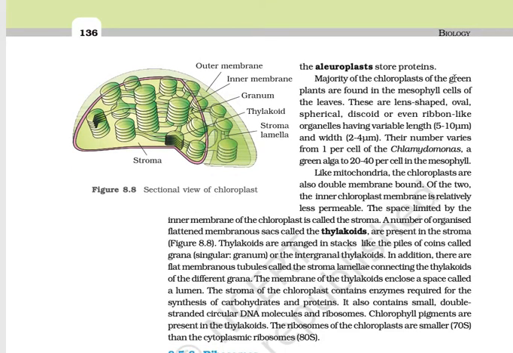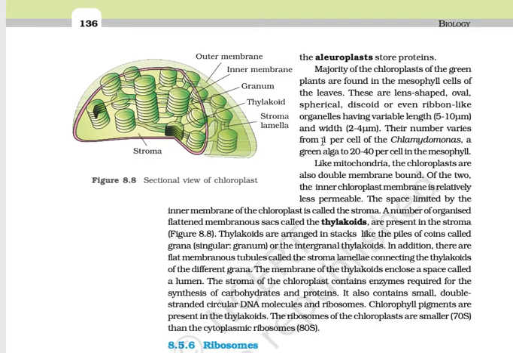Majority of the chloroplasts of the green plants are found in the mesophyll cells of the leaves. These are lens-shaped, oval, spherical, discoid, or even ribbon-like organelles having variable length 5 to 10 micrometer and width 2 to 4 micrometer. Their number varies from 1 per cell of the Chlamydomonas, a green alga, to 20 to 40 per cell in the mesophyll.